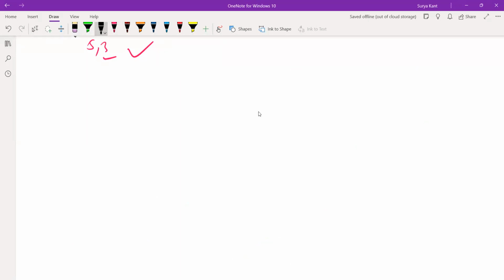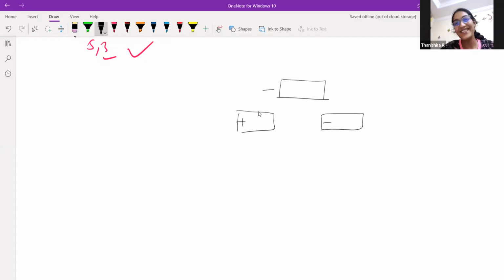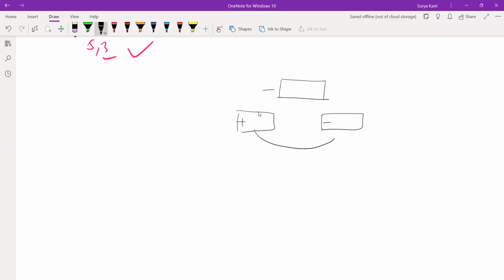Only one thing is there. If the product is negative, one will be positive and one will be negative. And the difference should come to this number. That's all. That is the only thing. Only practice will make you perfect. No other tricks. This will come 100%, guaranteed. No problem. How many questions you do, that much practice you have.